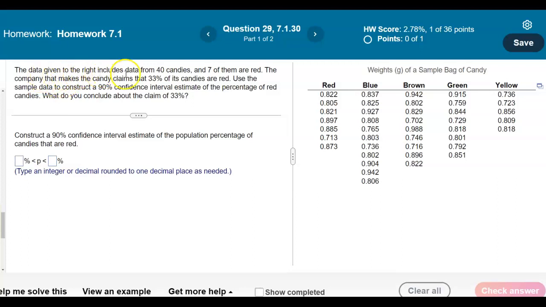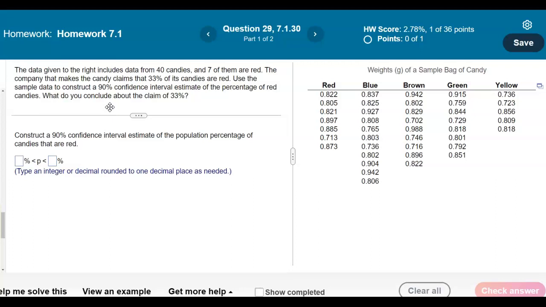The data given to the right includes data from 40 candies, and 7 of them are red. The company that makes the candies claims that 33% of its candies are red. Use the sample data to construct a 90% confidence interval estimate of the percentage of red candies. What do you conclude about the claim of 33%?